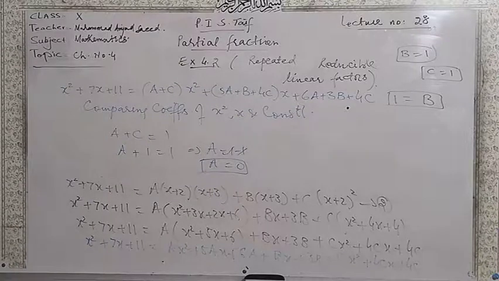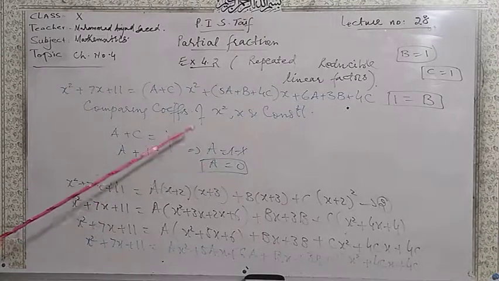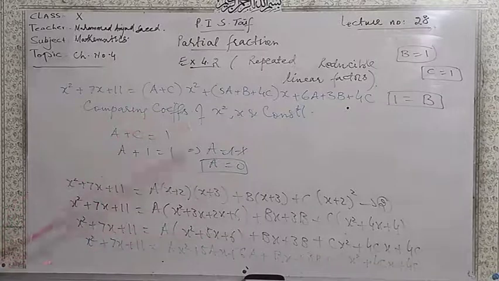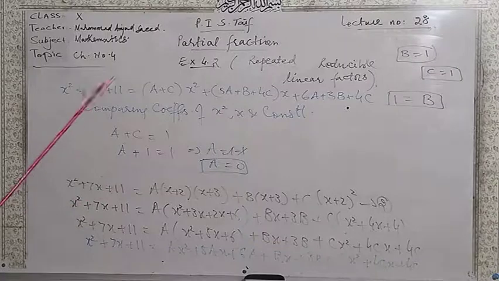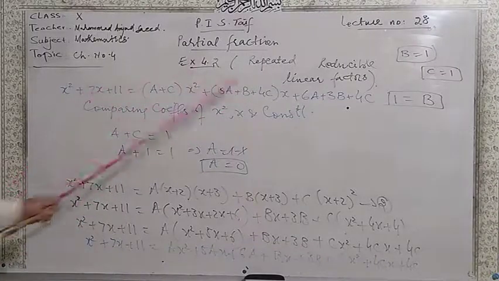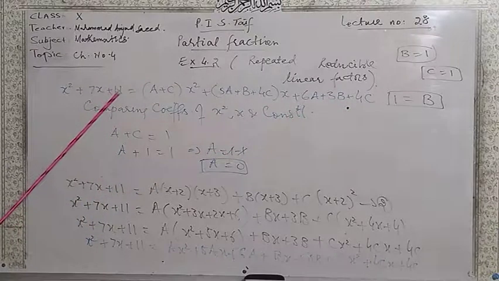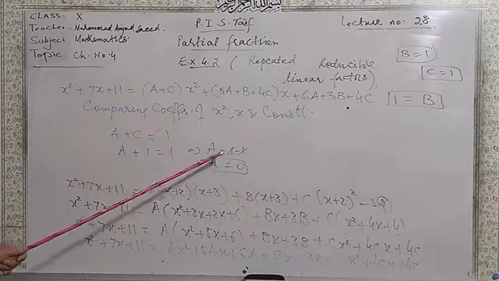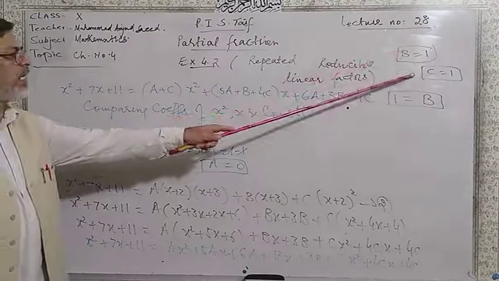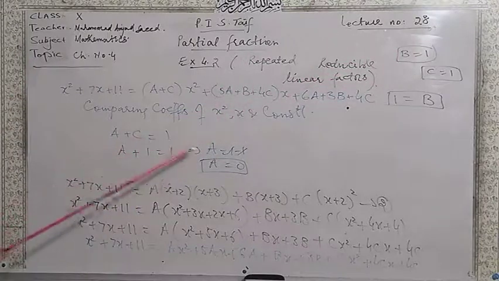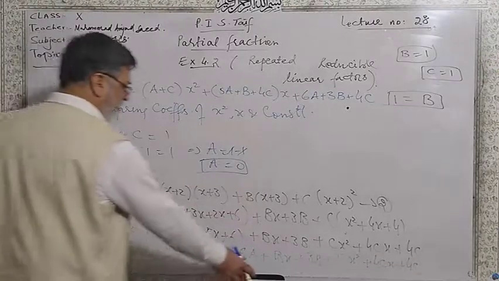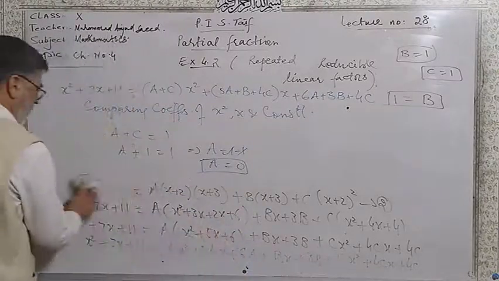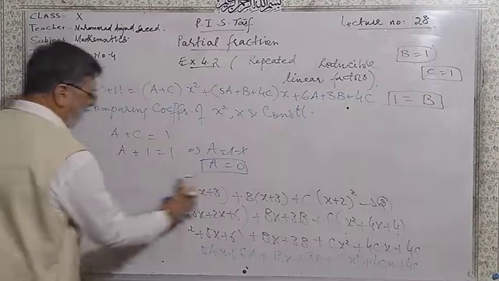Dear students, we have found the value of a with the help of the first comparison. There was no need to write down the second comparison, that was the coefficient of x, and here is the coefficient of x, 7. Constant is equal to this constant, 11. There is no need of comparison because we got b and c already and we need to find the value of a only. So that's why I have not written the others. But we will write them down if they are required.